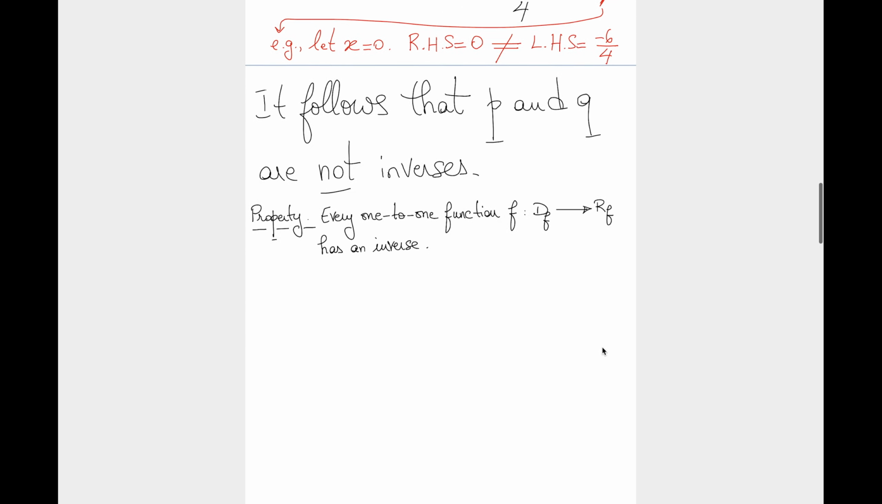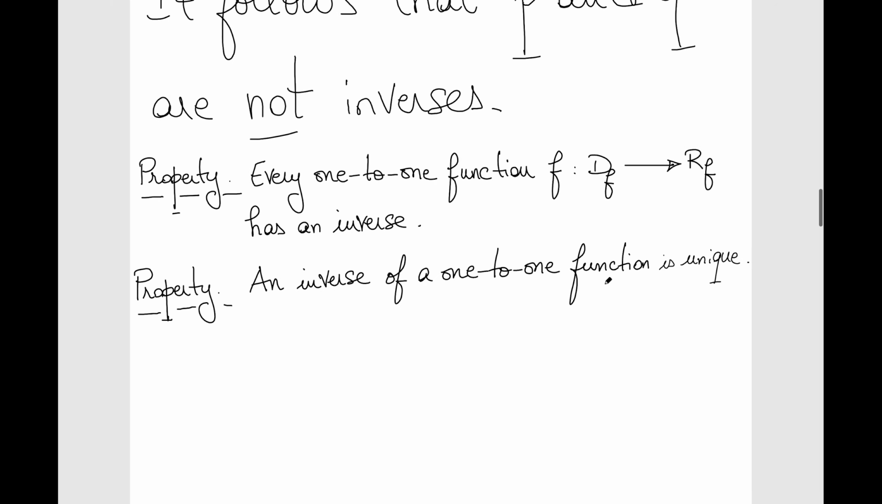Here's another property. An inverse of a one-to-one function is unique. So the inverse, when it exists, is a unique thing. There are no more than one inverse for a given function, if that inverse exists. Let's actually show this. Let's prove this.